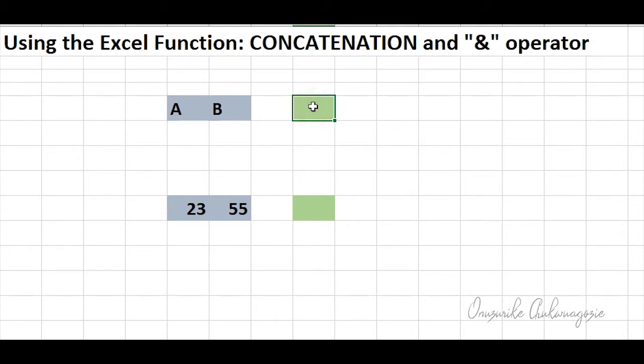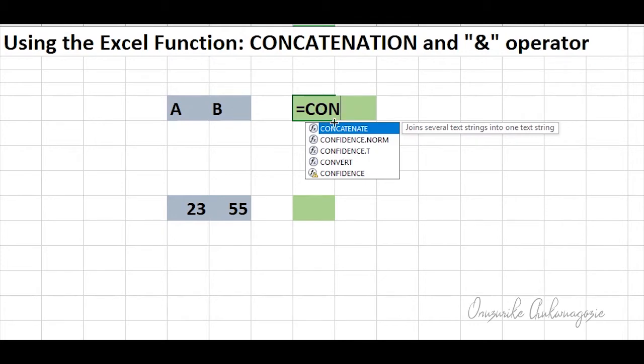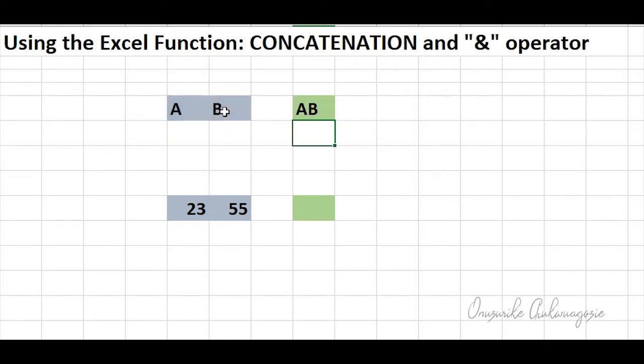So hitting my cell here, I will hit equal to, concatenate. All right, so I select it. The first text I want to join is this, comma. All right, then the second text I want to join is this. After everything, you close it up and hit enter. So it joins those two data together.